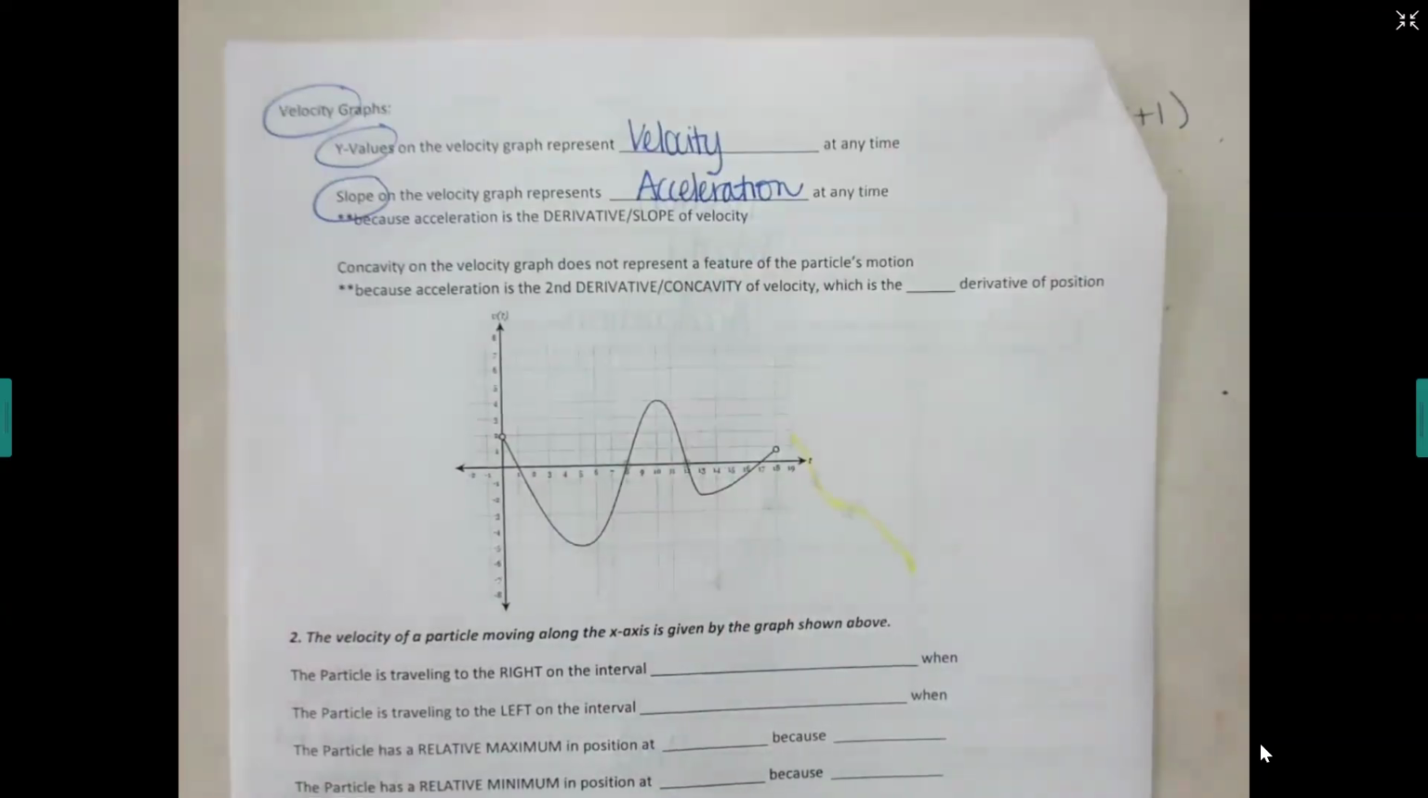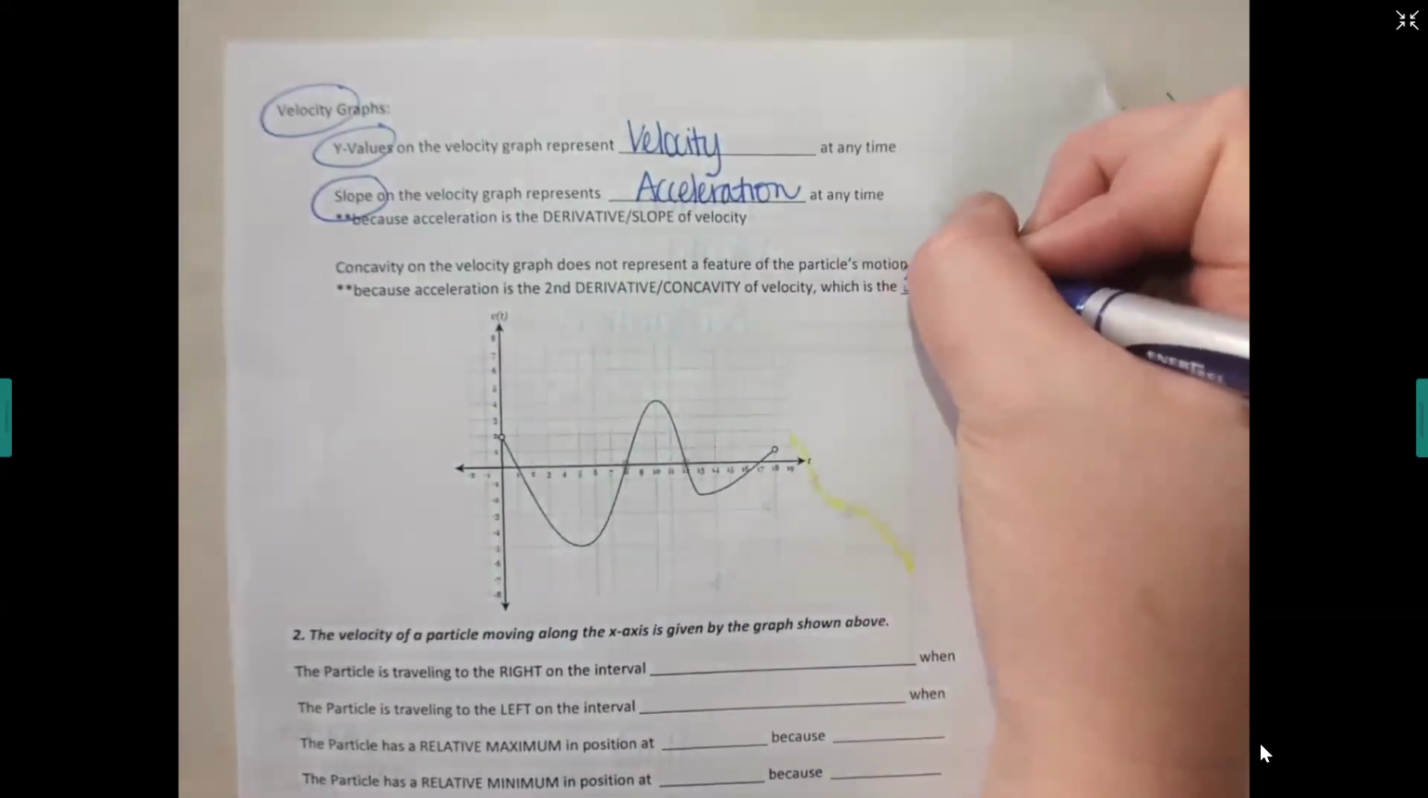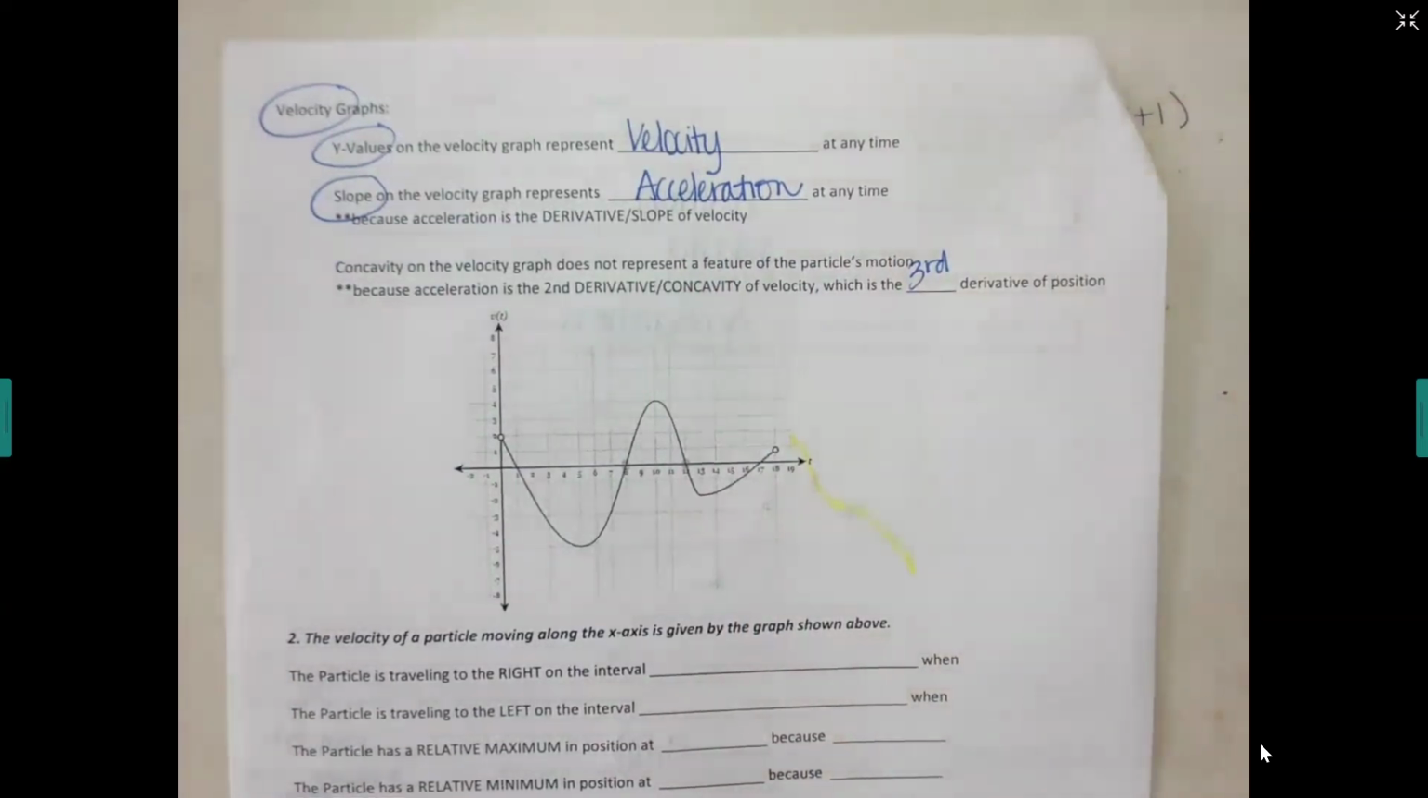Now, if I take the second derivative and I look at concavity, I want you to think about this for a second. Concavity would be the second derivative of velocity. Okay, but what would that be to position? Third derivative. If I take the second derivative of velocity, that's the third derivative of position, and you don't have a thing for that. So you don't need to know concavity on this graph. You would only care about velocity, which are the y values, and acceleration, which is the slope.